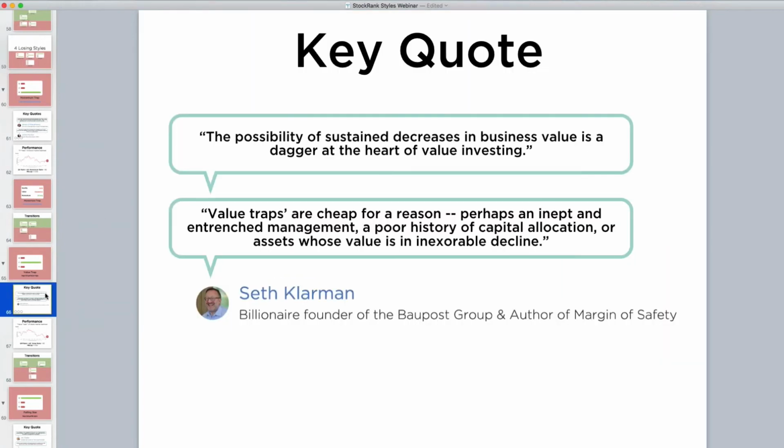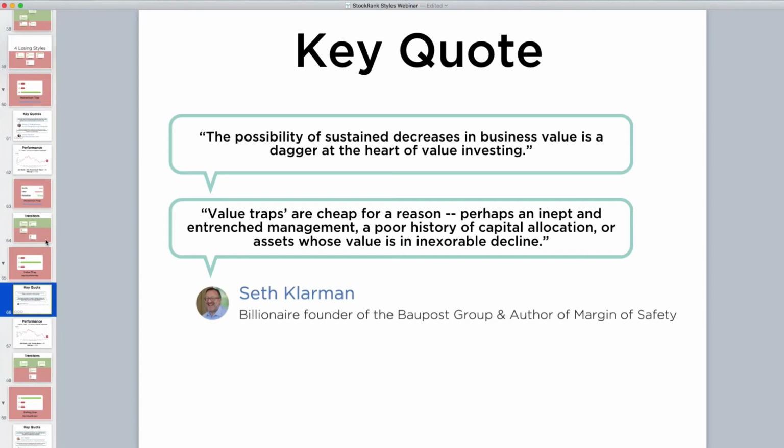There is so much been written about value traps. Seth Klarman, who should know because he's a billionaire, and he invests a lot in very contrarian shares, said the possibility of sustained decreases in business value is a dagger at the heart of value investing. As a value investor, you must try and avoid value traps.